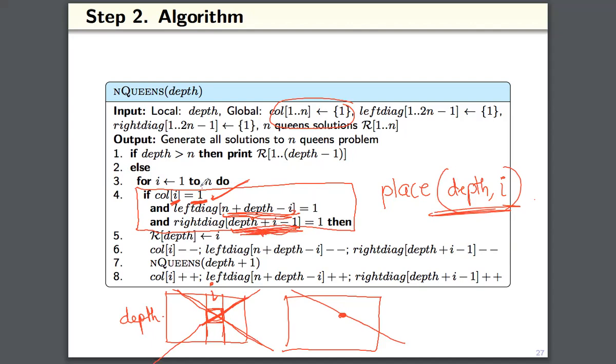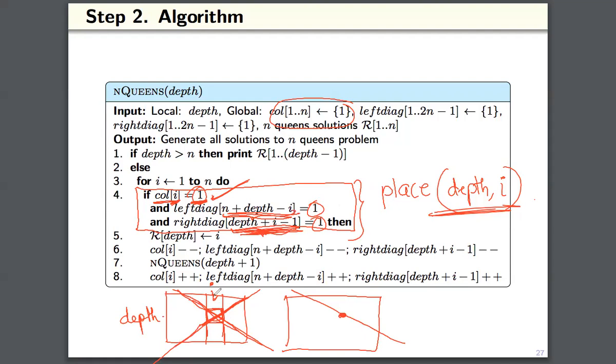Right? So if this is 1, if this is 1, if this is 1, there is no other queen in the same column or in the same left diagonal or in the same right diagonal. So it is a free cell. So you can place the queen at this cell. There won't be any clashes with the previously placed queens, right? That's the meaning of all these 3 constraints: check for the column, check for the left diagonal, check for the right diagonal.